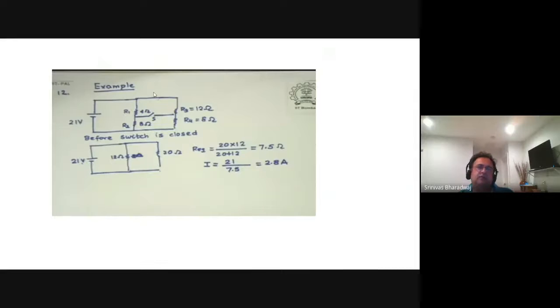For R1 and R3, you must assume that the voltage at this point is fixed, and it's connected, so you introduce that voltage. Let's say V is the voltage across these points. V divided by 4, and V divided by 12.